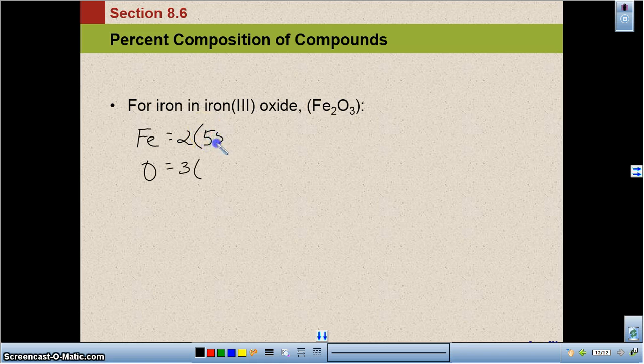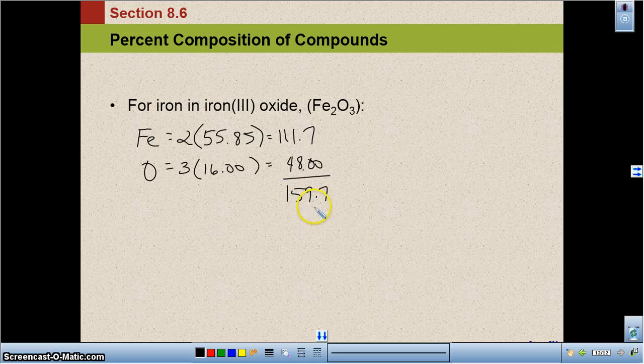Iron is 55.85 grams per mole. So 2 times 55.85 is going to be a total of 111.7. Oxygen is 16 grams per mole. So 16 times 3 is a total of 48. And we're going to add that together and get a total of 159.7.